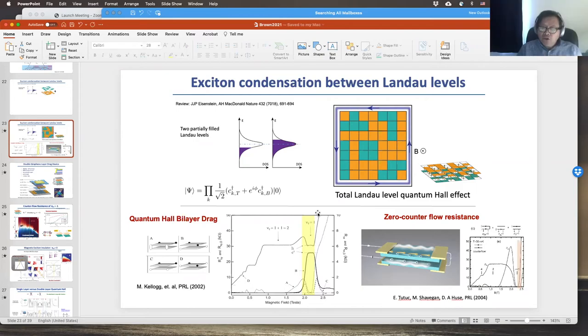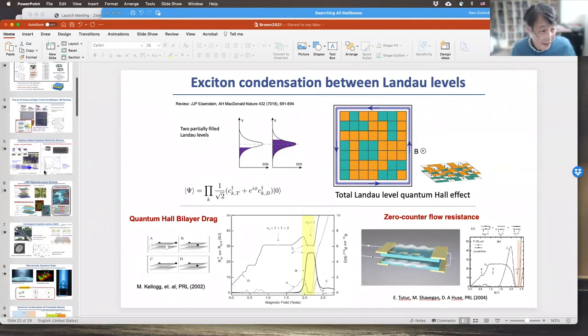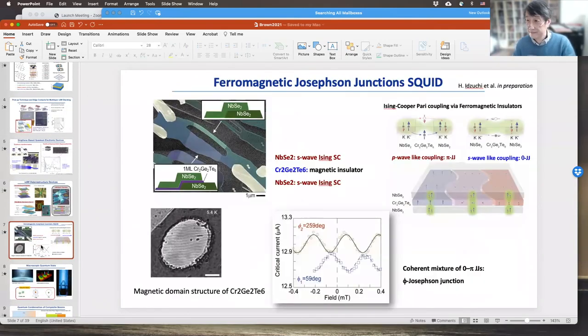Okay, in the earlier part of your talk, you showed a picture of a chromium layer, chromium something, separated between two superconductors. Yes. Do you see Kondo resonances there or no?